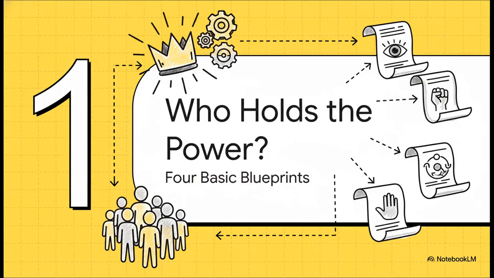So, if every government is doing the same three things, what makes them all so different from each other? Well, the answer is simple. It's all about who gets to do those jobs. Let's check out 4 of the most basic blueprints for who gets to hold the power.